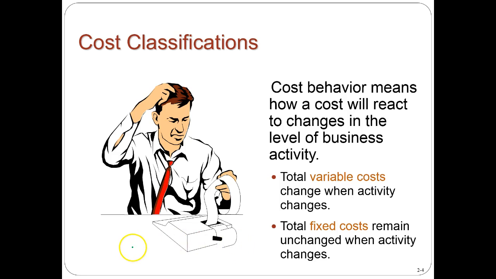Total fixed costs remain unchanged when activity changes. The example of variable costs, of course, would be things like material, for example, that would go up with the production. So the material would go up at a constant rate if we produced more things. On the other hand, fixed costs, the example I like to use is the rent. The rent basically stays the same. So if we produced more things, the overall cost of the rent will stay the same.